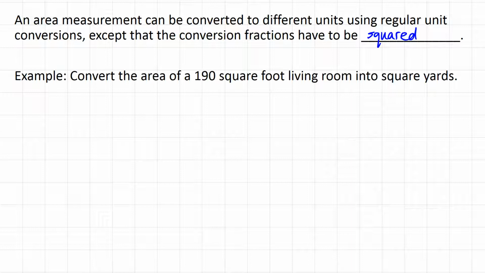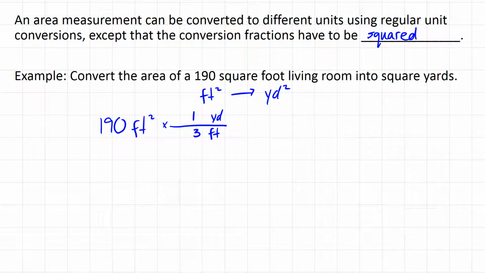Convert the area of a 190 square foot living room into square yards. So we're going from square feet into square yards. We'll start this the same way that we would have done those regular linear unit conversions. So we have 190 square feet, and we're going to multiply it by a fraction with the units we want to get rid of on the bottom and the units that we want to be left with on top. But we don't have a square feet and square yard relationship. We just have feet and yards. 3 feet for every 1 yard.